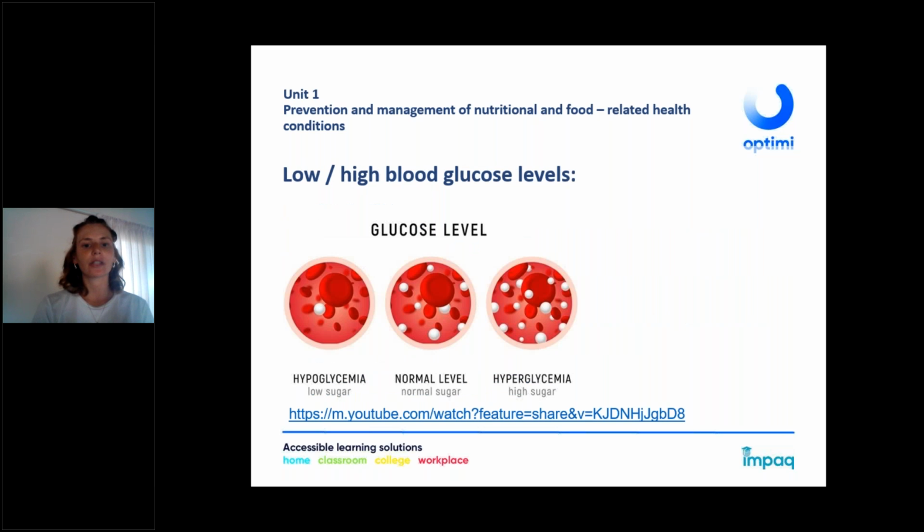Okay, so this is a picture to just explain low and high sugar levels. The white ones are the sugar, and the red ones are our blood. You will see low, there is only like one particle of sugar in your bloodstream, which is not healthy. Then normal is when it's actually balanced, and high sugar levels is when there's too much for your blood to handle.